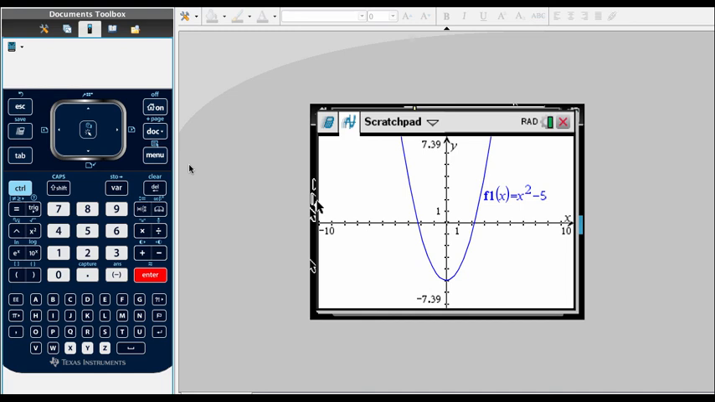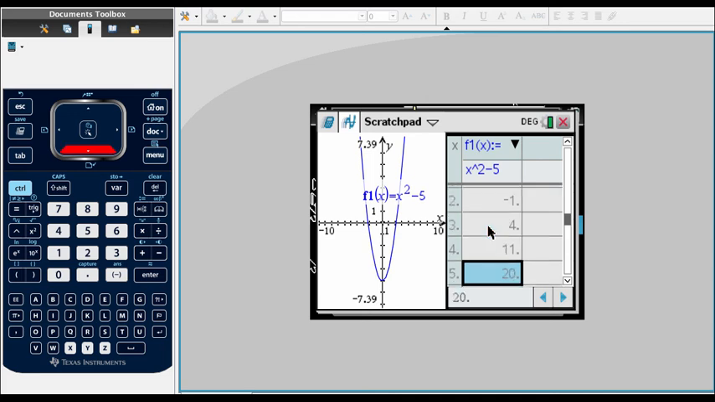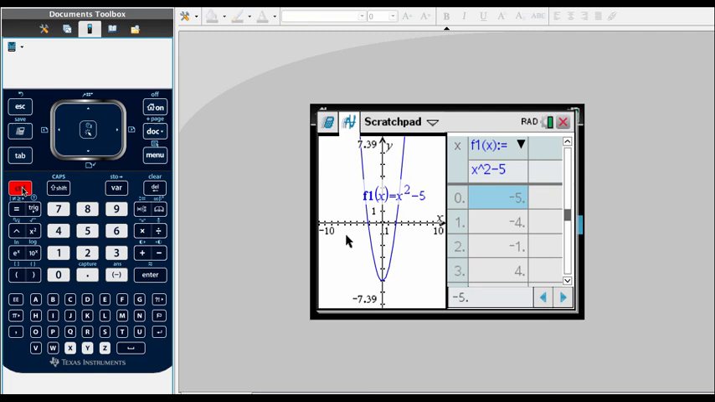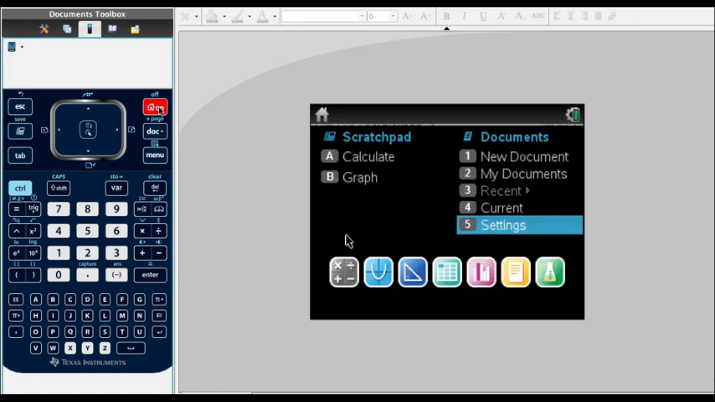In order to access the table, all you got to do is hit Control T, and you can access the table here. Unfortunately, you can't access the table on the screen by itself without the graph, and so the graph gets really small and is hard to read, but if you do need the table, it's there for you, and you can scroll up and down as necessary. So to make the table go away, I just hit Control T again, and it brings me back to my regular graph.